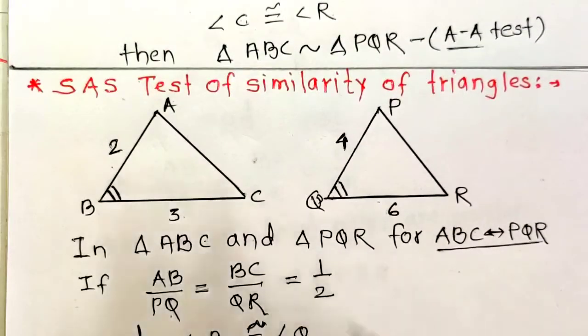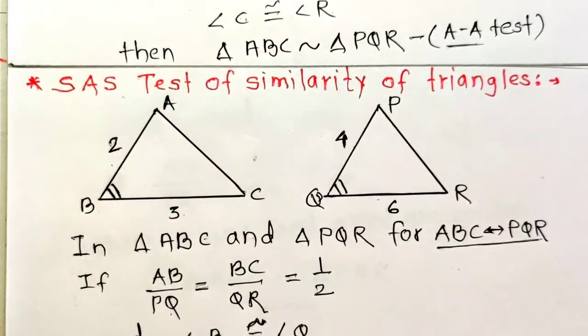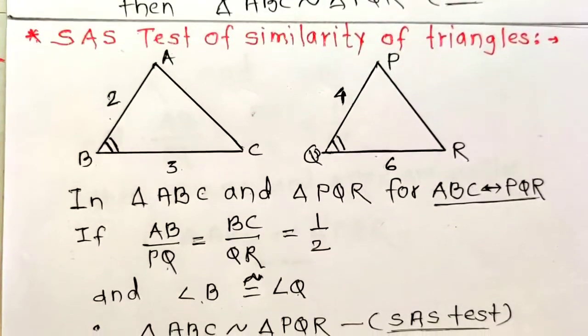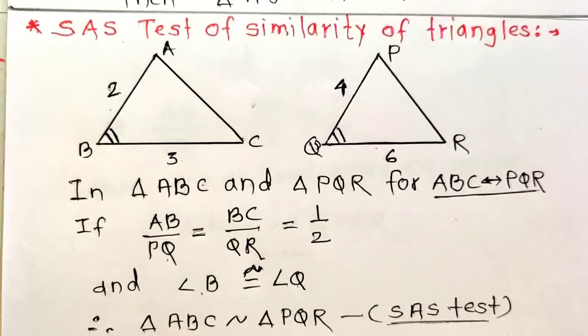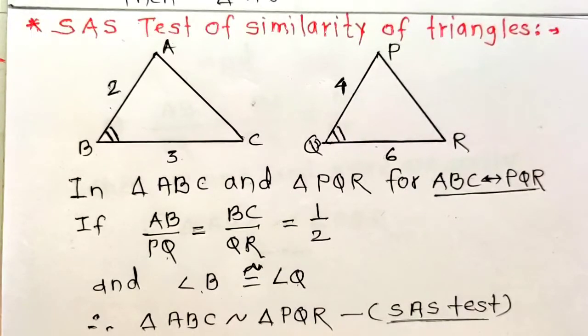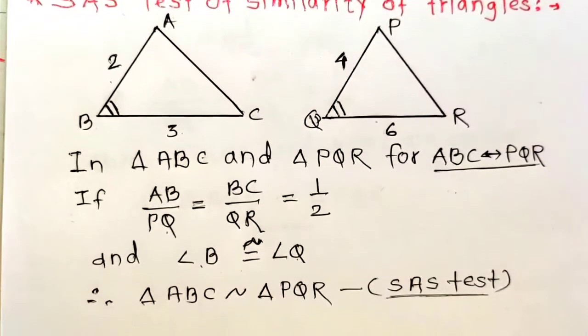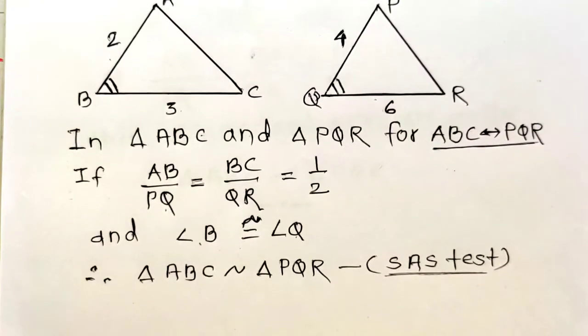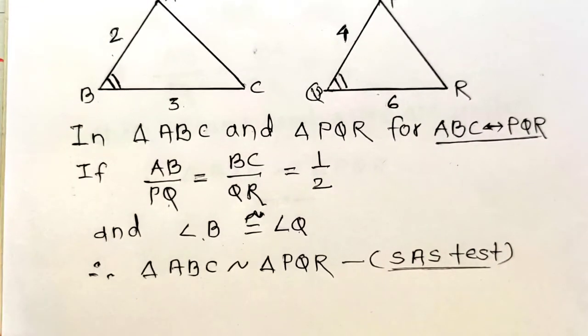So let us see again that SAS test. Here AB upon PQ is equal to BC upon QR, means two sides are in proportion. The angles included by these two sides are B and Q. If these two angles are also congruent, then by SAS these two triangles become similar. So this is the SAS test of similarity.